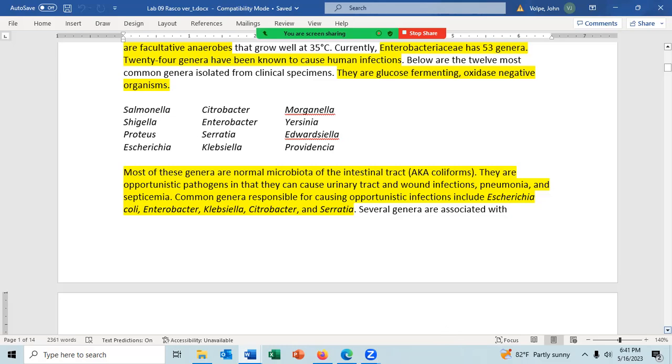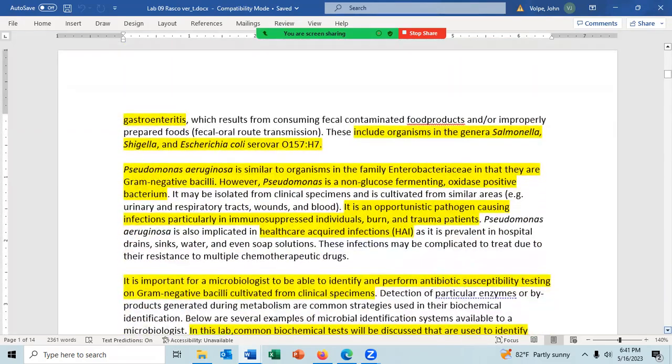But there are several genera which cause gastroenteritis, and these include the genera Salmonella, Shigella, and then certain variants of E. coli, or Escherichia coli, such as serovar O157:H7. You do not want this E. coli strain, because it will give you gastroenteritis, meaning diarrhea and upset stomach. And it's just because of the different antigens. This is a human pathogen because of the different antigens on this E. coli.